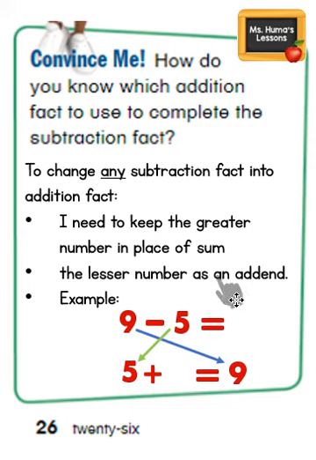Then the lesser number goes in as an addend. Now the lesser number should be grabbed and put as an addend. Then we can solve it to find it. So here we have given an example of how I know which addition fact to use for a subtraction fact. For any subtraction fact, I can easily convert it into an addition fact using this strategy, and I can solve it and find out exactly what the missing number is.